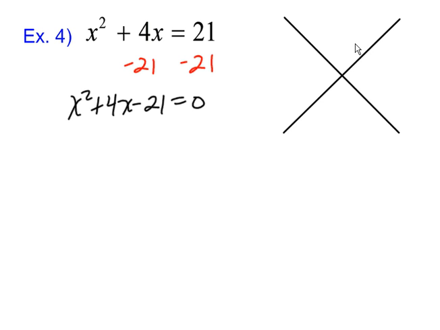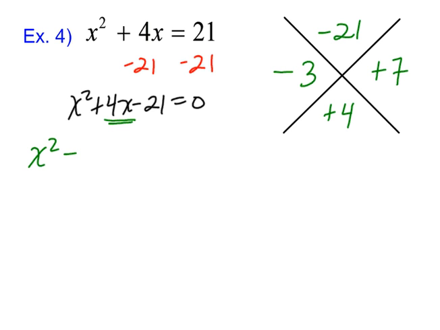Again, on top of our diamond, we're going to multiply the a and the c together, giving us negative 21, and on the bottom would be positive 4. In order to get a negative, I need a negative and a positive. The numbers 7 and 3 will work, and those add up to give us positive 4. So we're going to rewrite this term 4x with these terms. So x squared minus 3x plus 7x minus 21 equals 0.